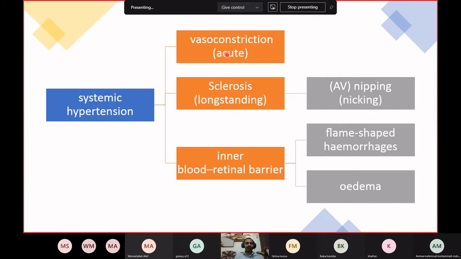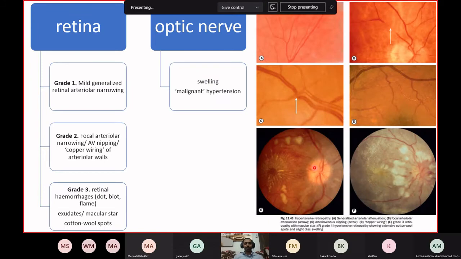If the patient is having long-standing hypertension, he will have another form of reaction, which is the sclerosis of the blood vessels, which may lead to silver wiring or copper wiring or the arteriovenous changes that we may see in patients with chronic hypertension. The third thing is that hypertension may cause a breakdown in the inner blood retinal barrier, which is the tight junction between the endothelial cells of the retina, which can lead to hemorrhages or retinal edema. So some changes we may find in the retina, optic nerve, or the choroid.